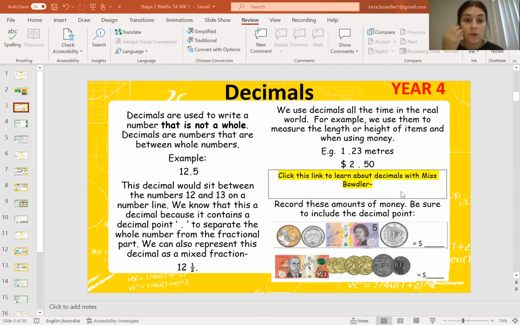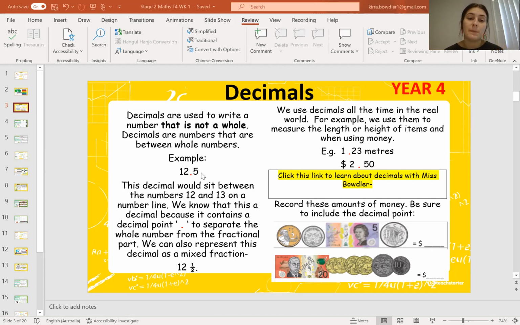So the example I've given you here is 12.5. We know that this decimal would sit in the middle of 12 and 13. We know that this is a decimal because it contains the decimal point, which separates the whole number from the fractional part. So we've got 12 whole numbers here, and then the 0.5 is the fractional part.